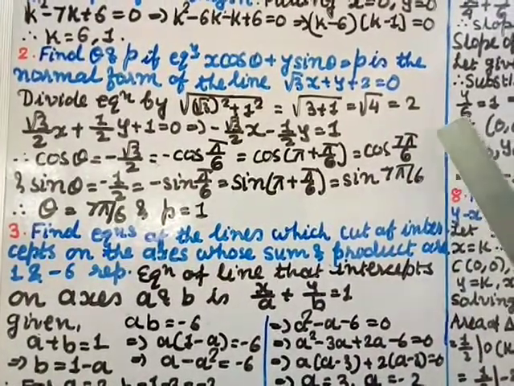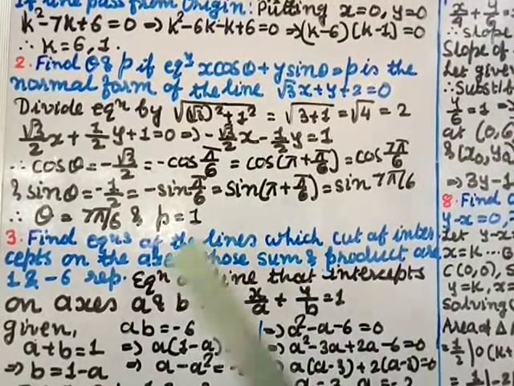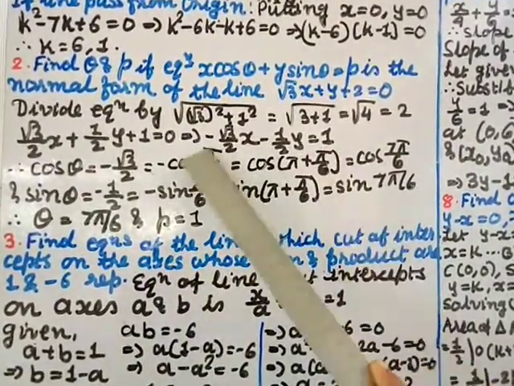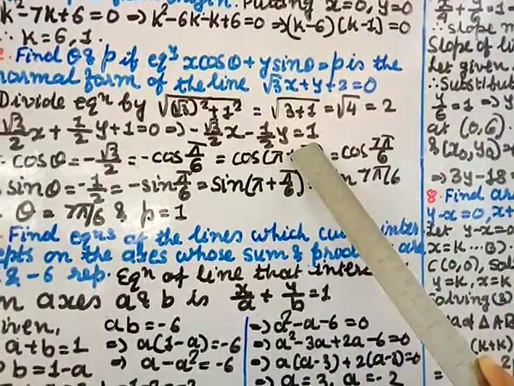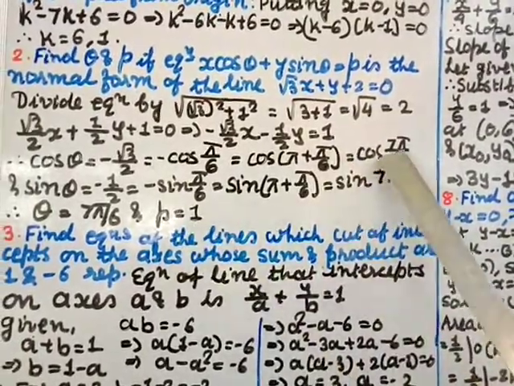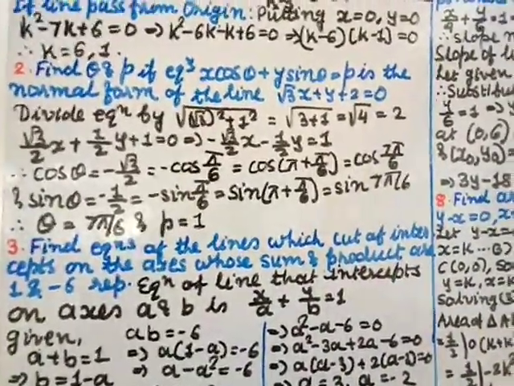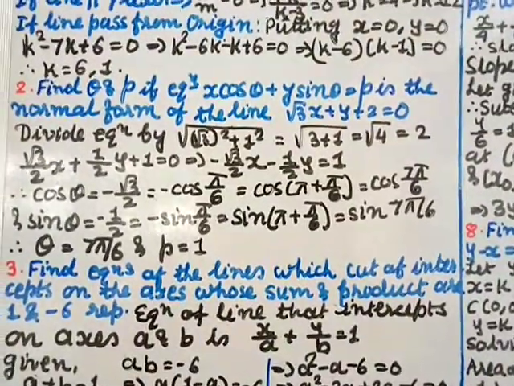So the theta value is 7 pi by 6, and the p value will be this value. When you compare this, see this is p, so this is 1. So the p value is 1 and the theta value is 7 pi by 6. That is the answer for question number 2.